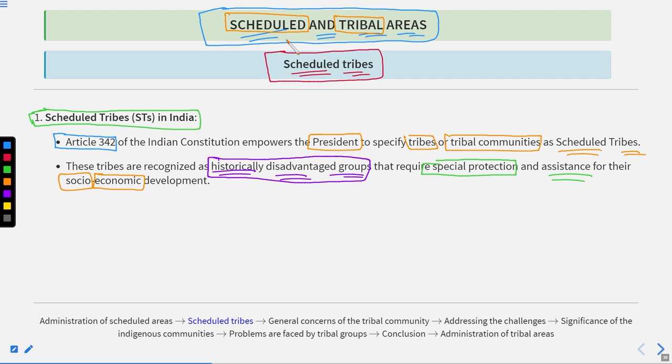Scheduled tribes are those tribes which are historically disadvantaged, and their survival basically requires special protection and assistance. Why? Because their socio-economic condition is the worst. But the general tribes are the tribes that are not so disadvantaged, who are in the mainstream, and whose socio-economic development could be ensured normally. All right, so that is the thing that we had discussed.